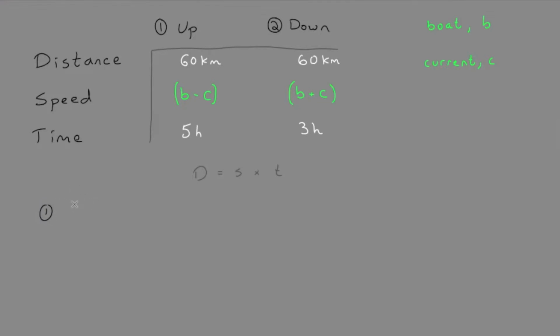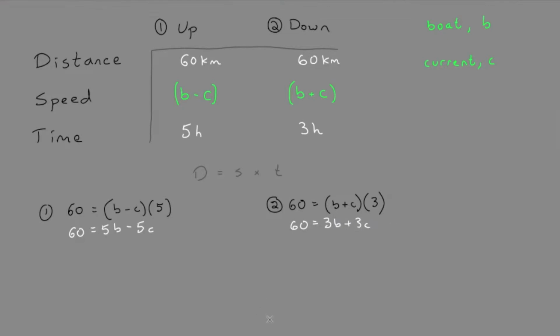Equation 1, we have our distance equals the speed, which we said was B minus C, times the time, 5 hours. And our equation 2 is the same distance equals the speed downstream was B plus C times the time, 3 hours. So distributing this, we get 60 equals 5B minus 5C. And on the right side, we get 60 equals 3B plus 3C.